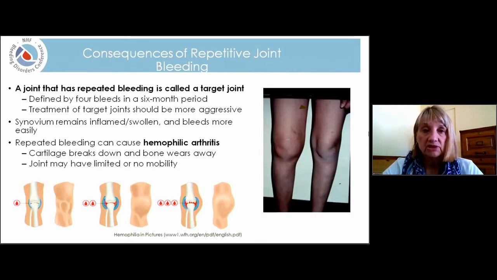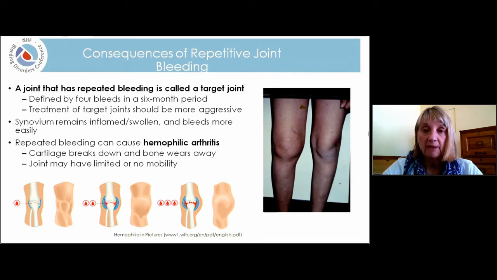As I mentioned, joint bleeding is the most common bleed that we see in patients with hemophilia. And in today's day and time, we really want to prevent joint bleeds. When I started in hemophilia, we accepted bleeding, joint bleeding, as part of what hemophilia was. Today, we really don't accept that. We don't want children born today to have joint bleeds or to experience this.